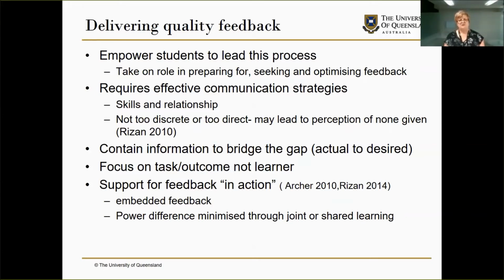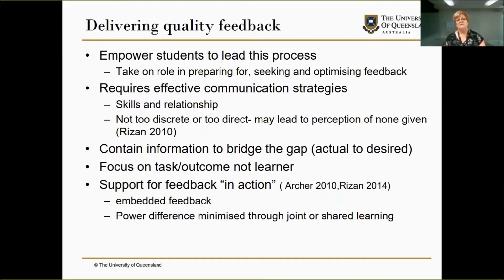I talked about actual and desired before. Essentially, quality feedback needs to bridge the gap, and if it doesn't, then it's not useful. It's not feedback. It's not going to affect the outcome of the learner whatsoever.